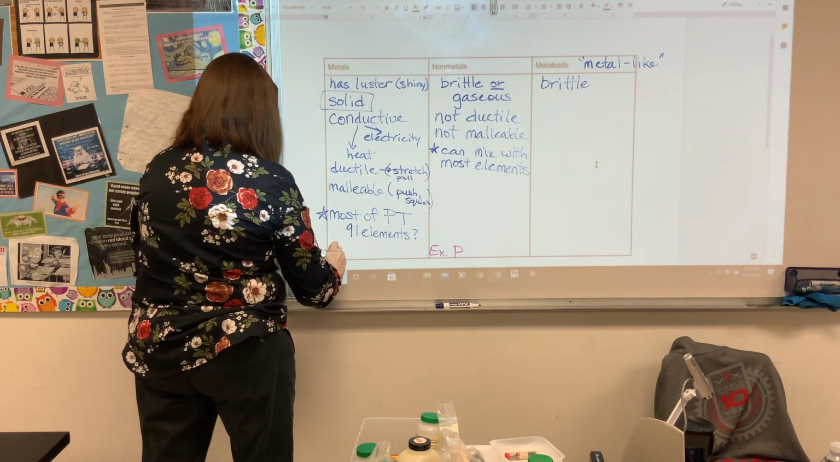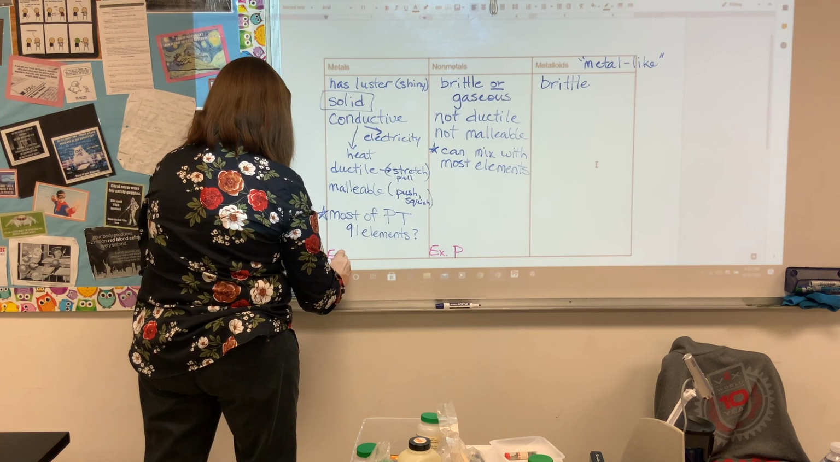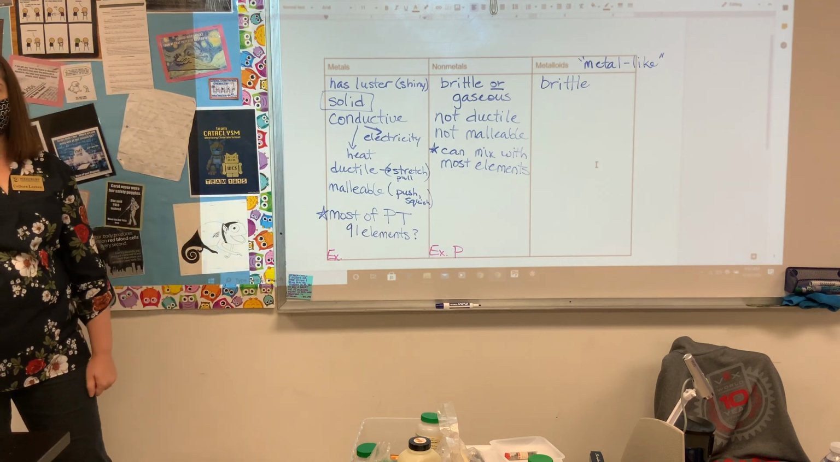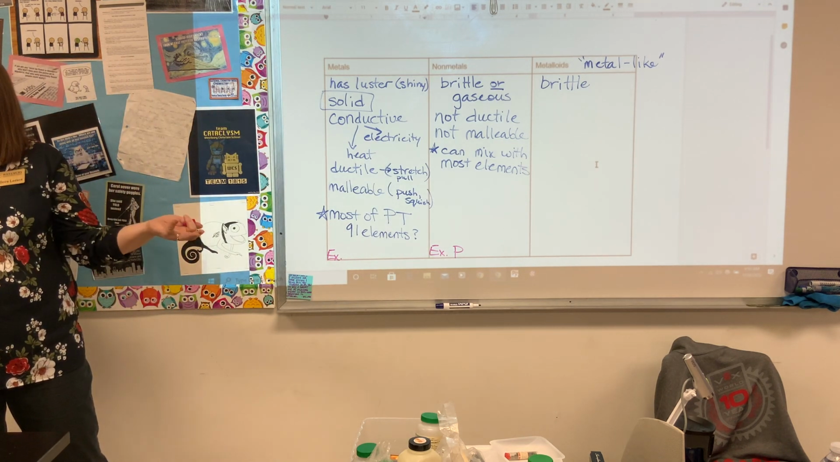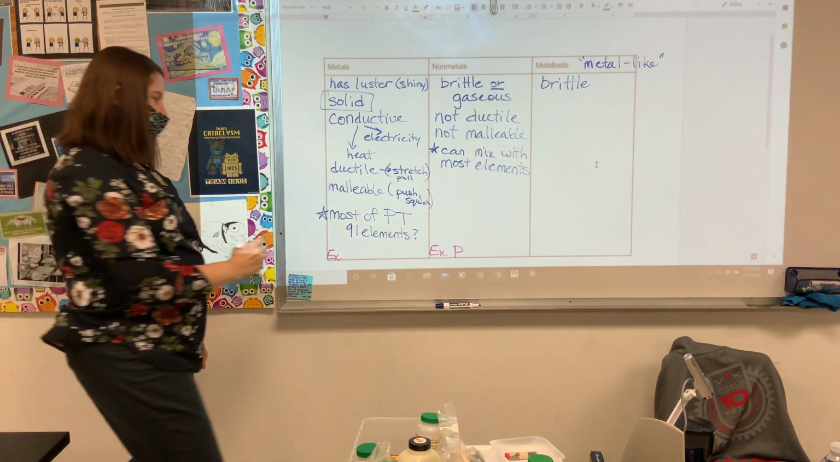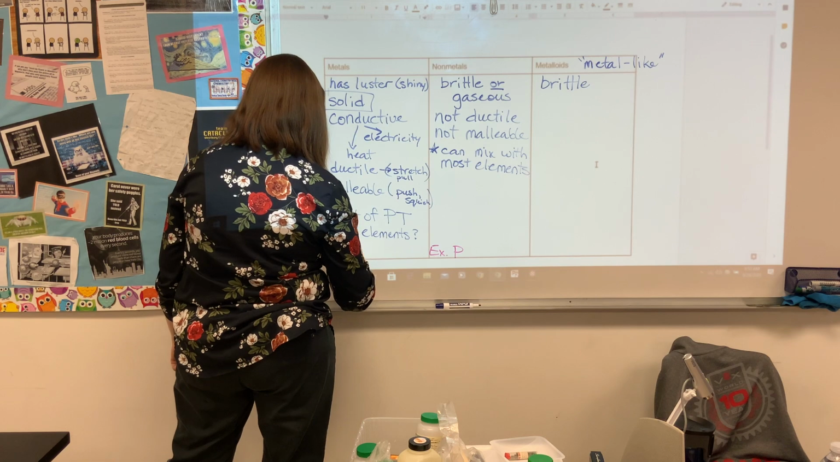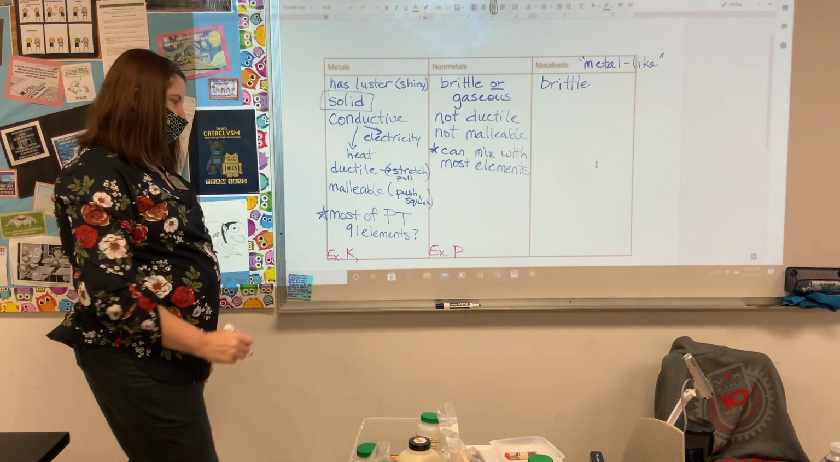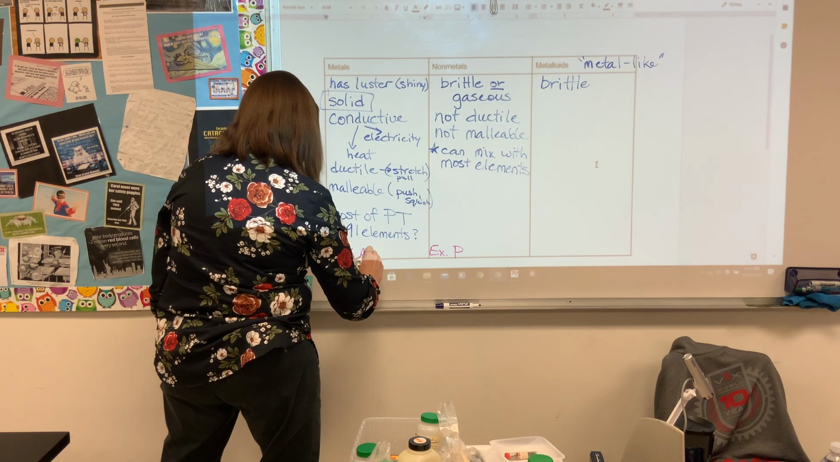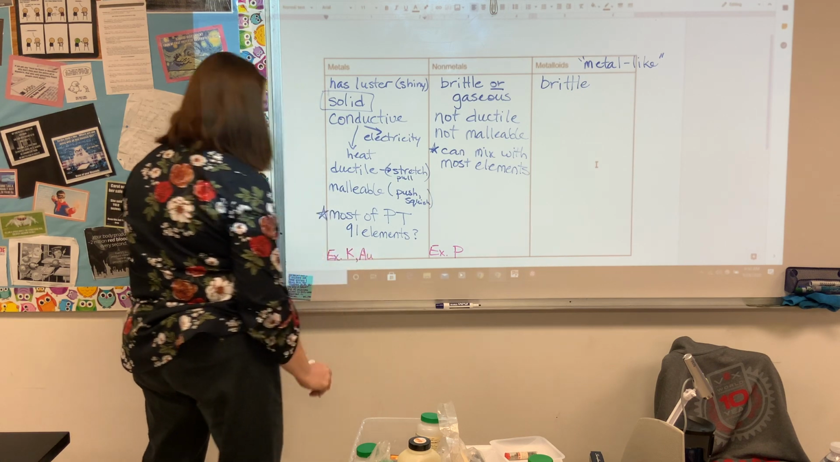What's an example of a metal? Yeah, well, name a metal off the periodic table. What metals do you know? Potassium? That's true. That's an alkali one. How about things like, do you know what AU is? Yeah. Gold.